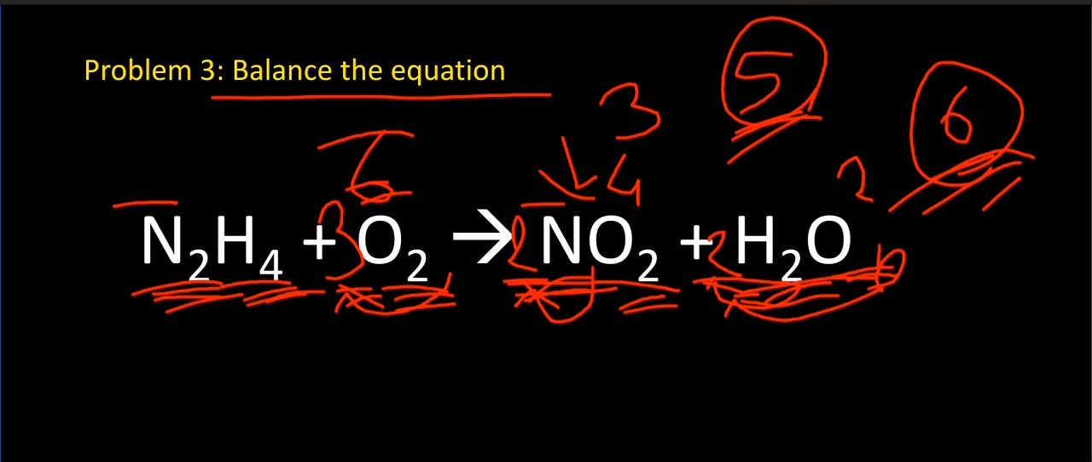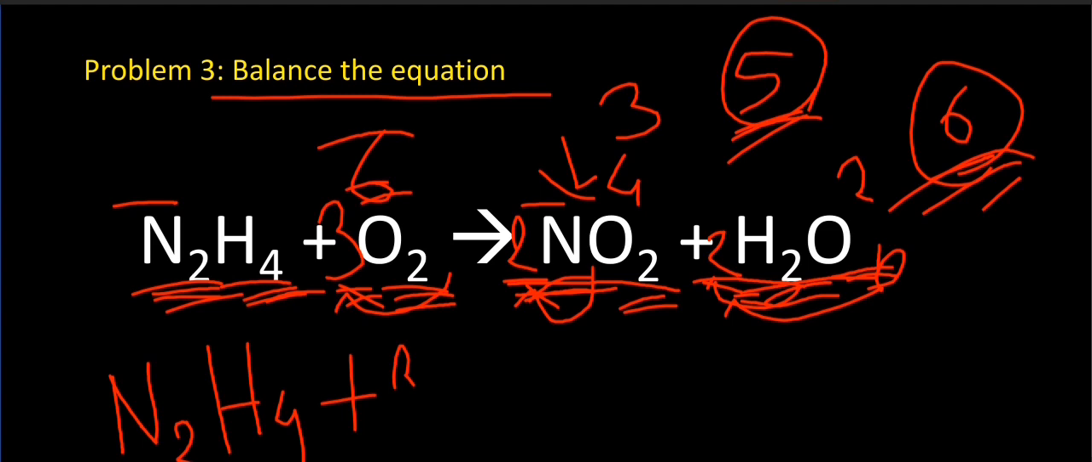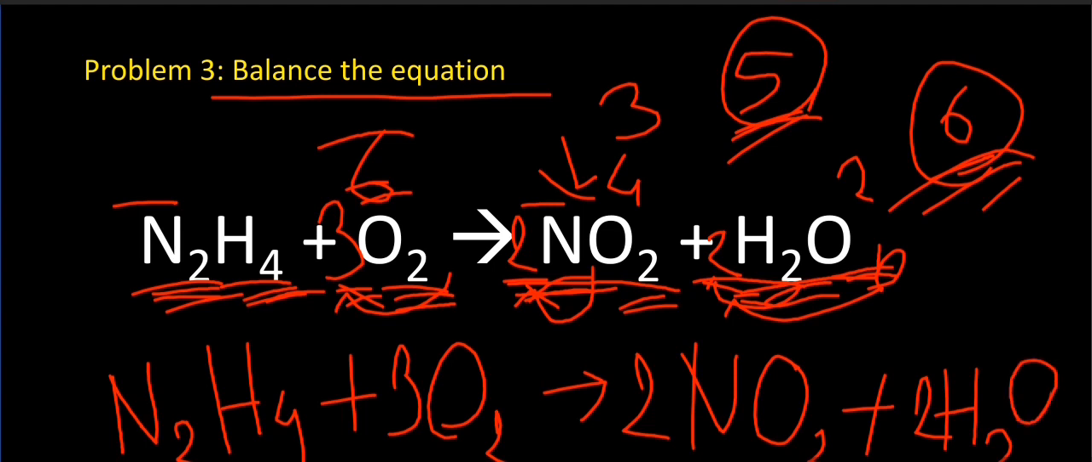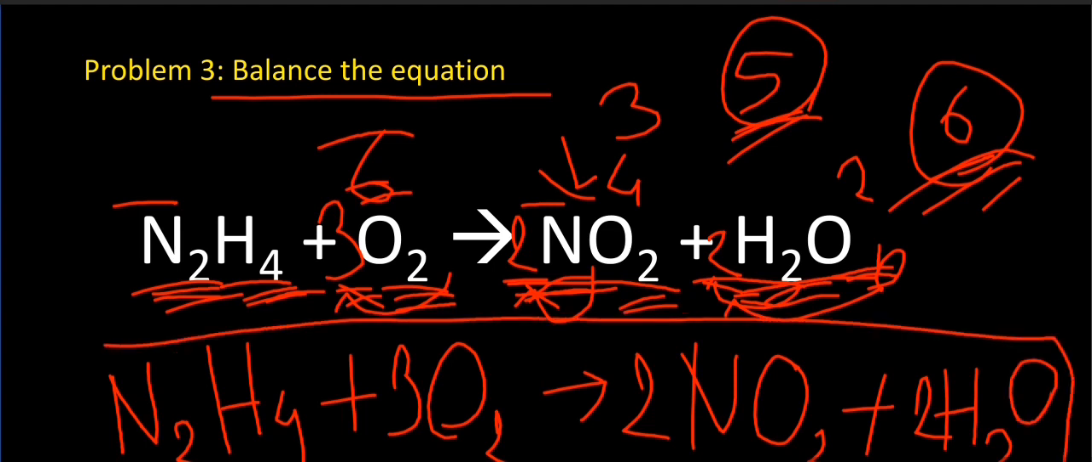And if we write it down, it will look like this. And this is plus 2H2O. And this is the balanced version of the equation.